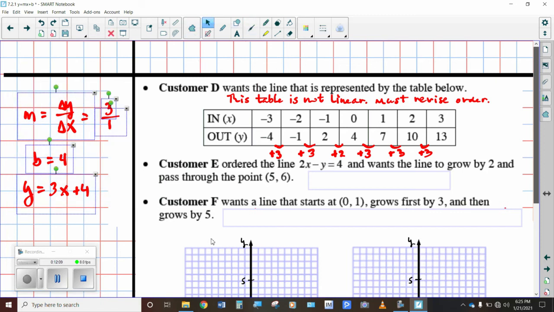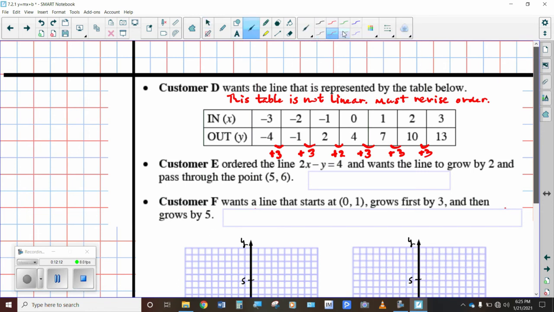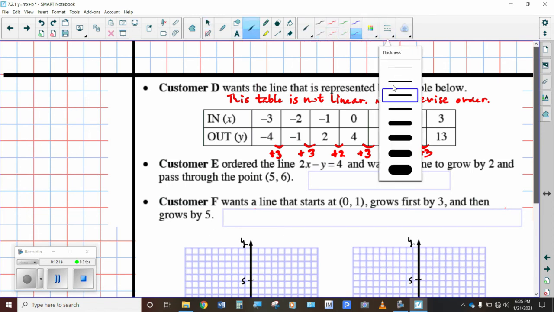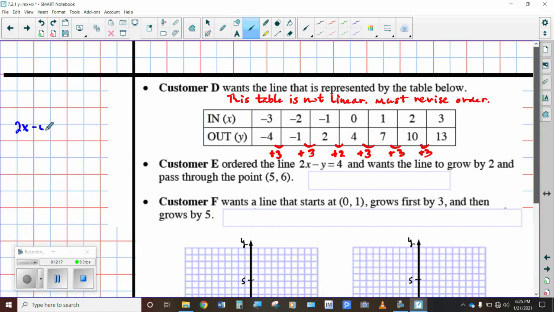Let's clean up our workspace over here, and let's rewrite this in slope-intercept form. So 2x minus y is equal to 4. To get this in slope-intercept form, let's just take away 2x from each side. So this becomes negative y is equal to negative 2x plus 4. And now I'll divide everything by negative 1 to change everything to their opposites. Instead of a negative y, this becomes a positive y. Instead of a negative 2x, that becomes a positive 2x. And instead of plus 4, it becomes minus 4.